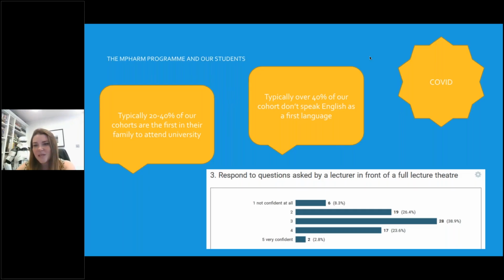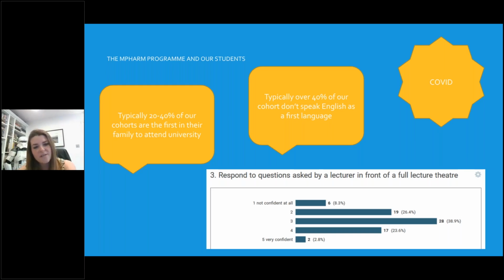Just to give you a little bit of background around my student cohort. Typically 20 to 40% of our students are first in the family to attend university, and quite a proportion of them don't speak English as a first language. And I've looked into various factors. My research focuses around looking at students' academic confidence and how we can then work to build that, to scaffold structure around that to help them succeed to the best of our abilities.